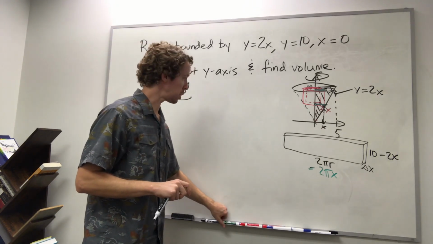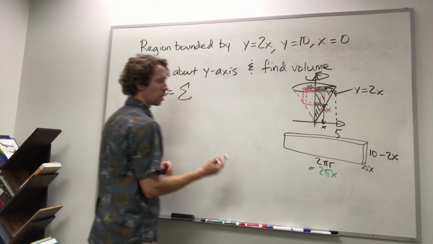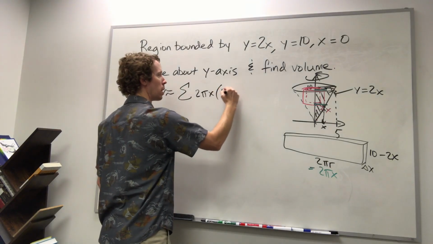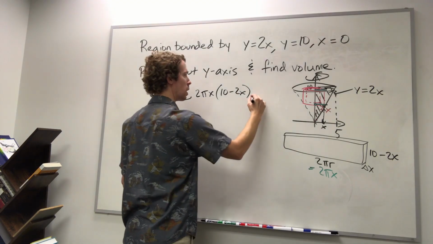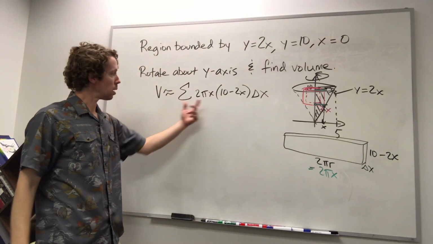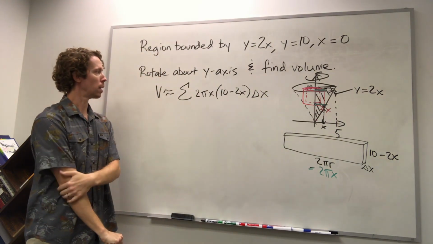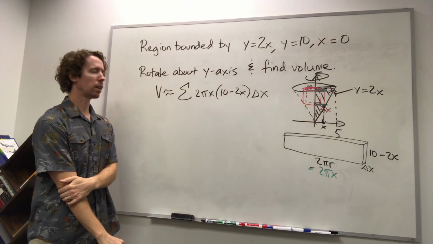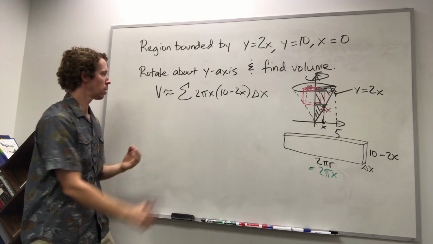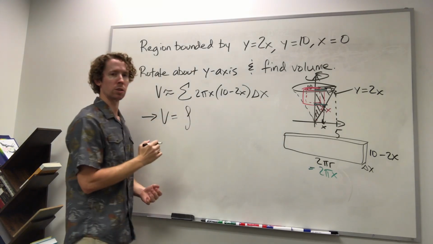That means my approximation is just length times width times height. I'm going to write it in the order 2 pi x times 10 minus 2x times delta x. This is a Riemann sum. It's a function times delta x. When I take the limit as that delta x, that length element, shrinks down to 0, I get the exact volume, which turns into an integral.